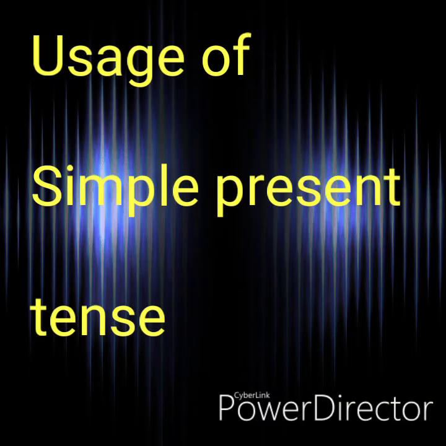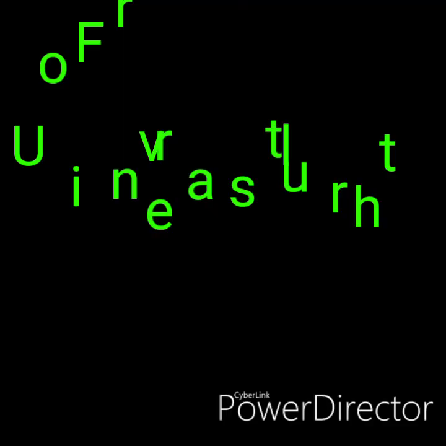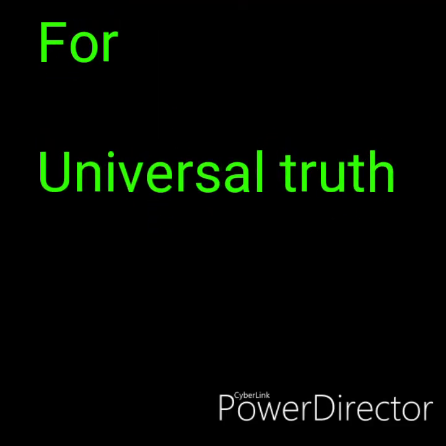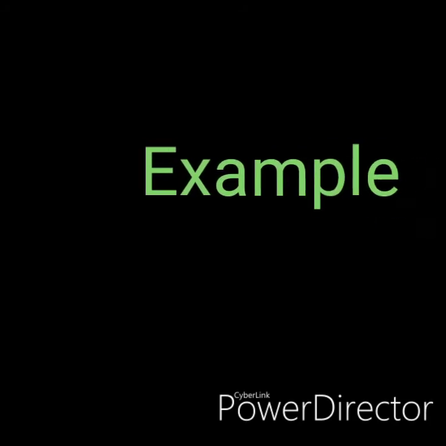Usage of simple present tense. There are several uses of present simple tense. First one, for universal truth or facts. In this category we include the actions which happen everywhere in the same way. We'll see some examples which will clarify it.